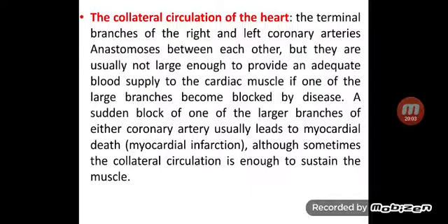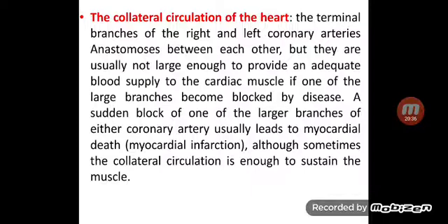What is the collateral circulation of the heart? The terminal branches of the right and left coronaries anastomose with each other. There is an anastomosis here between the terminal branches of the two coronaries in the heart, which is very good and beneficial. But unfortunately, sometimes they are not large enough to provide adequate blood supply.